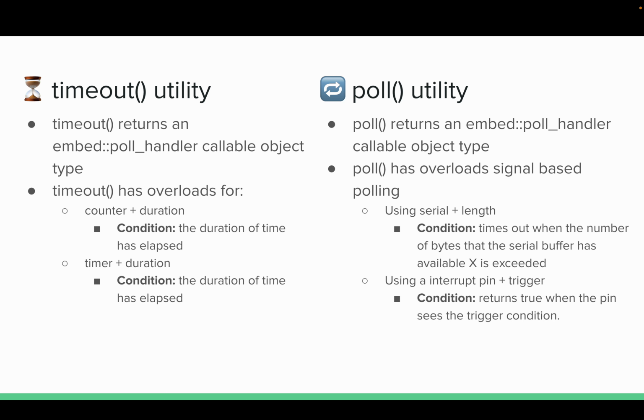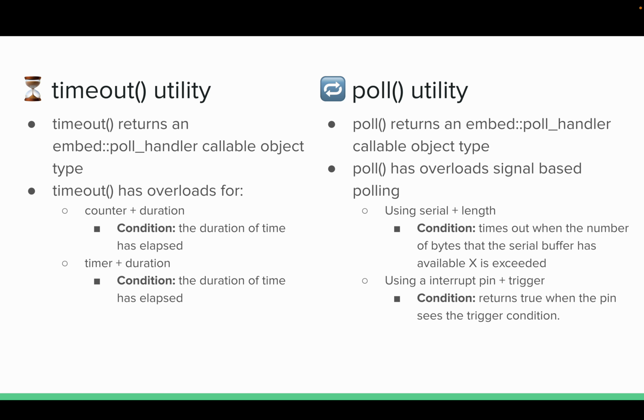Here are two of the utilities. We have timeout utility on the left and poll on the right. Timeout returns an embed poll handler callable object. To give a little bit more credence to what that is, this could either be a lambda, or it could be a function object. And those are pretty much the only two things that will really slide for libembeddedhal and for C++ in general. Because if you sent over a free function, that usually can't be stateful. Usually having that thing be stateful is a bit complicated. So usually they'll return back callable objects. I'll show you a couple of examples after I go through the definitions here.